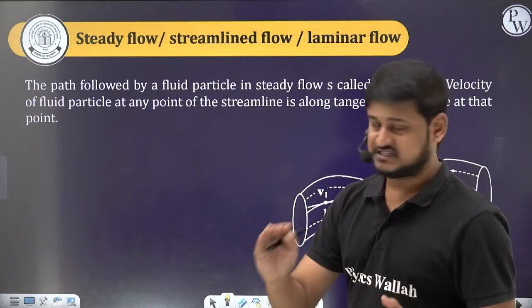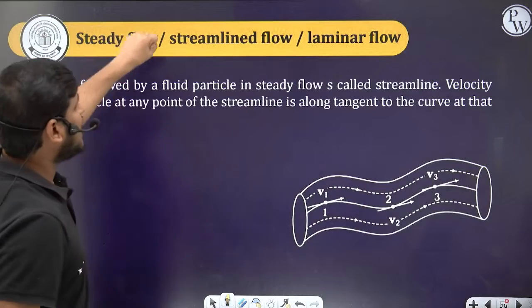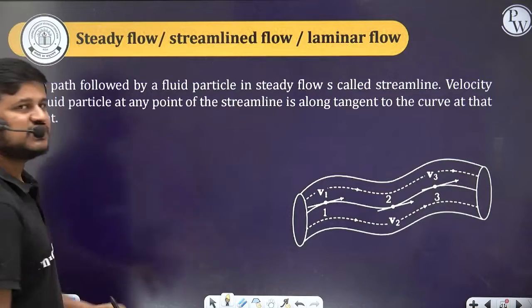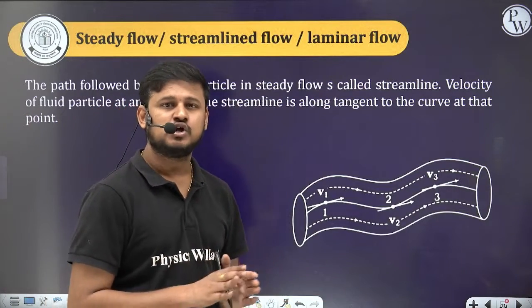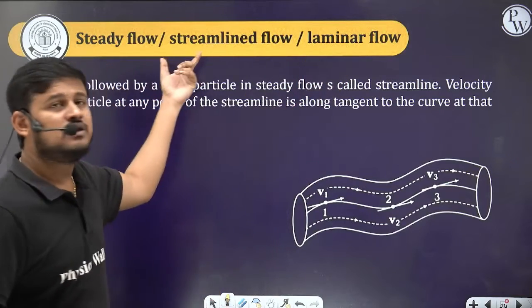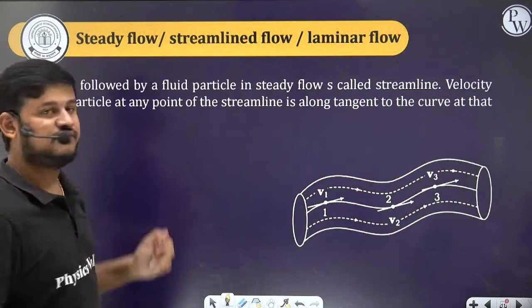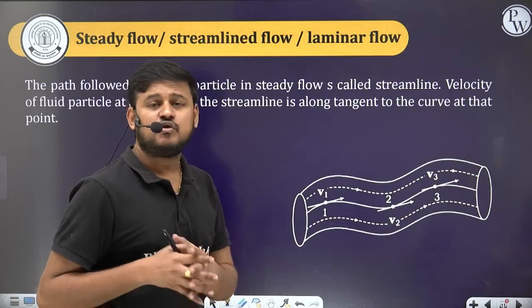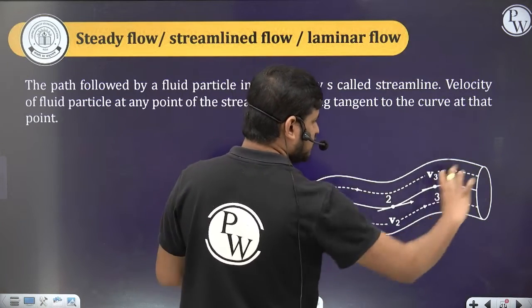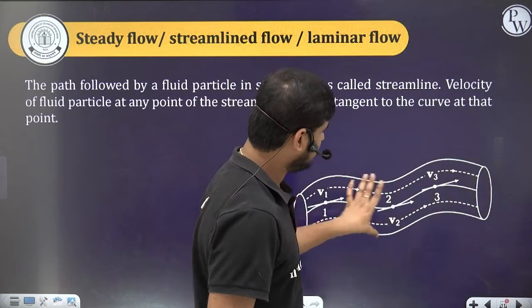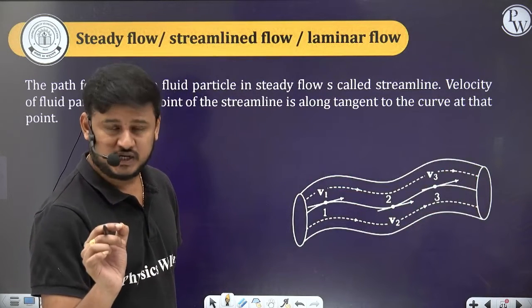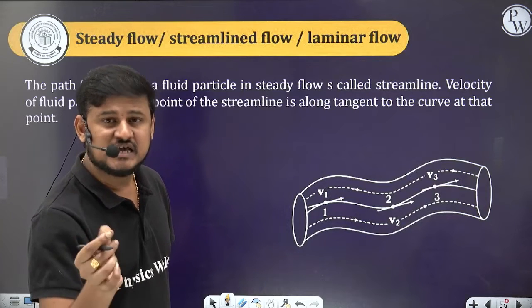We are going step by step here. First, what is steady flow or streamline flow or laminar flow? All are the same. There are actually two types of flows in a fluid. One is laminar flow, the other is turbulent flow. Laminar flow is also called streamline flow or steady flow. So this streamline flow or steady flow is nothing but, let's suppose a fluid is flowing through this tube. So the velocity at a given point for a given particle is constant.